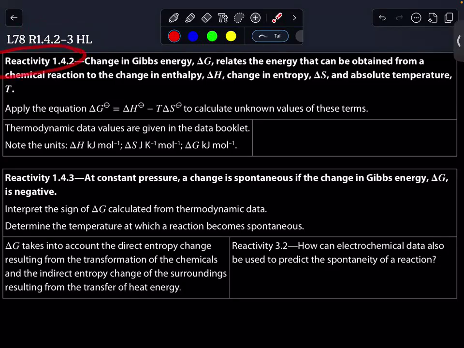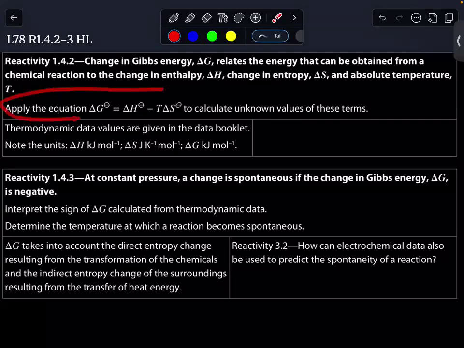Reactivity 1.4.2 talks about changes in Gibbs energy, which is delta G, which relates the energy that can be obtained from a chemical reaction to change in enthalpy, delta H, change in entropy, delta S, and absolute temperature T. So basically, how does Gibbs energy change with enthalpy and entropy at a temperature?